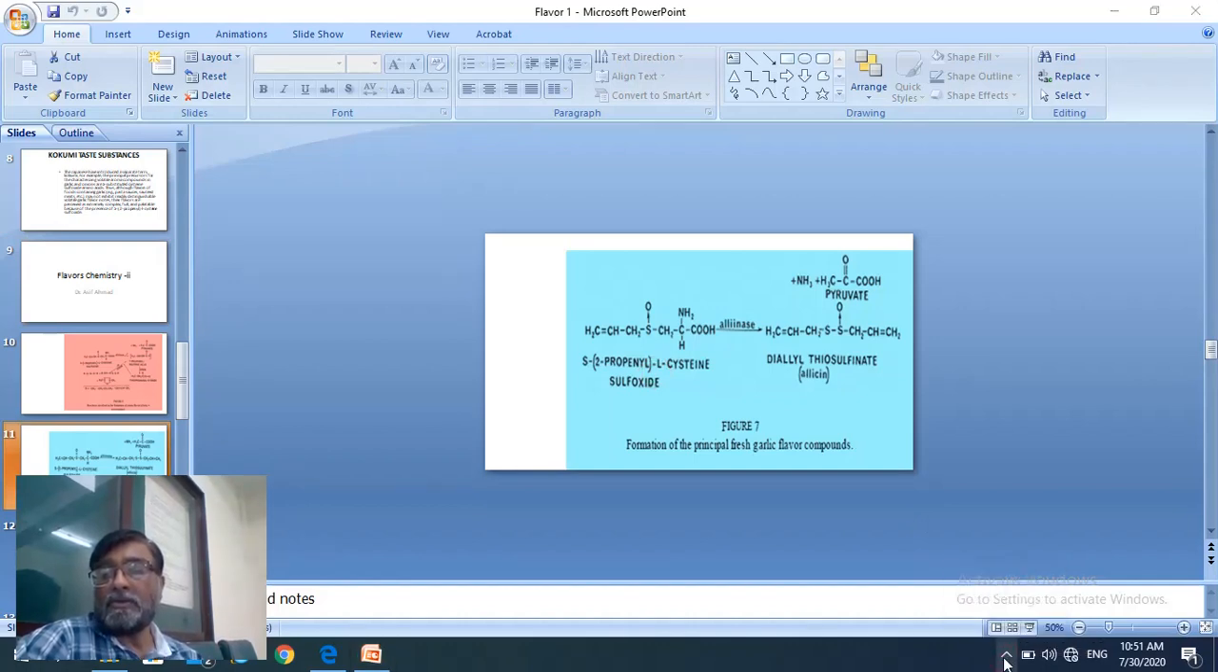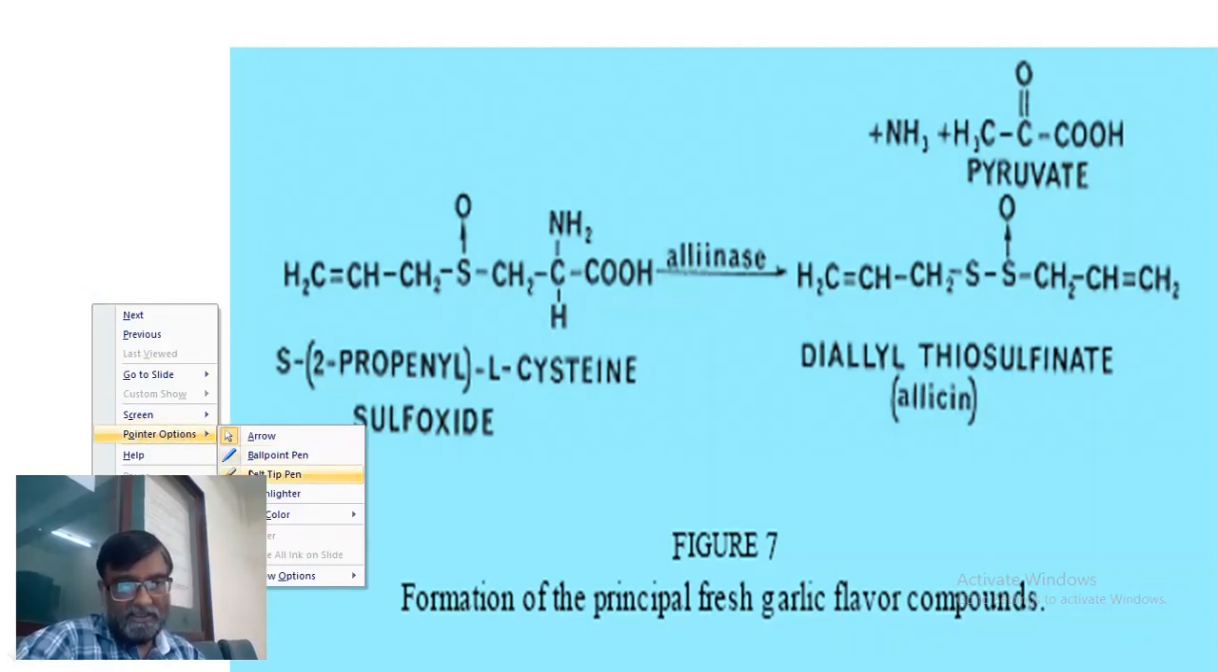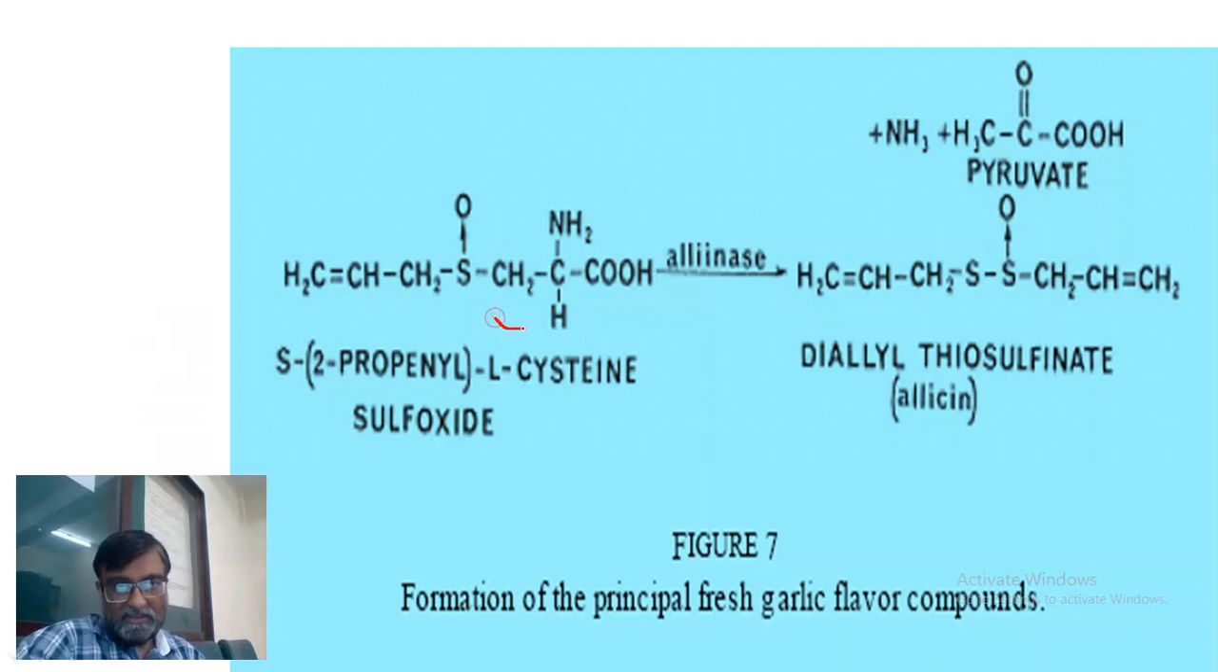So the next flavor is the formation of the garlic flavor. Again, another sulfoxide, in the form of S2 propenyl L-cysteine. Again, it's L-cysteine, an amino acid. This is an amino acid, right? And this is the propenyl, and this is the S2 propenyl now.